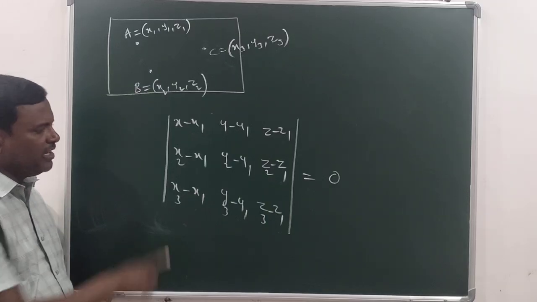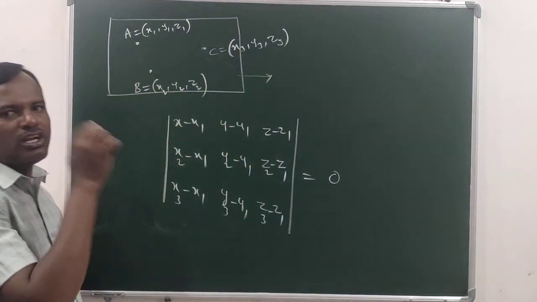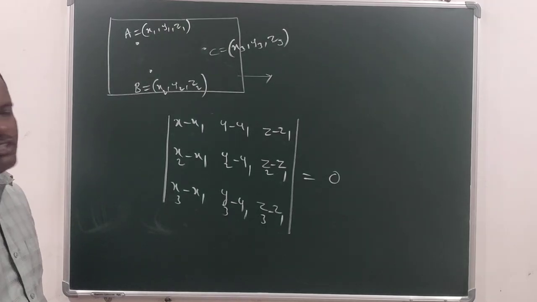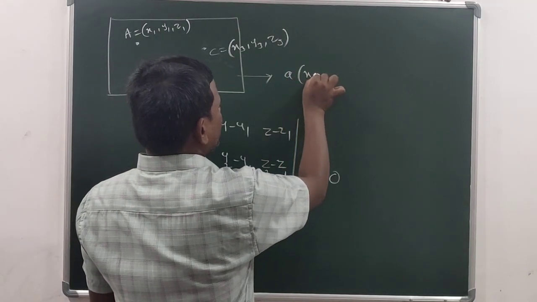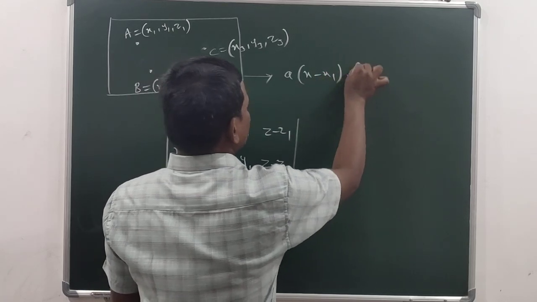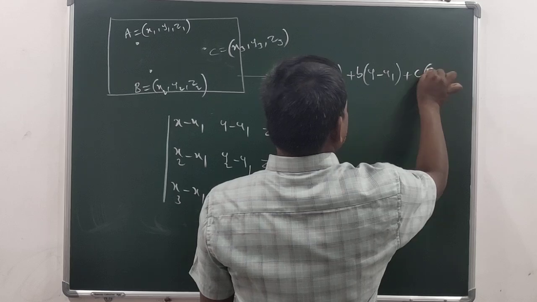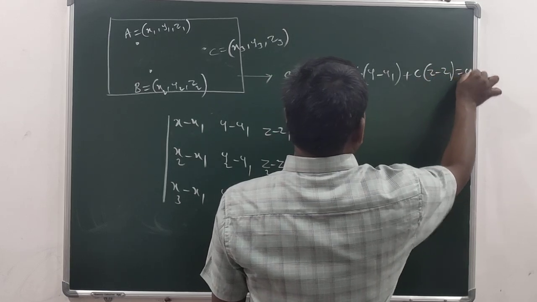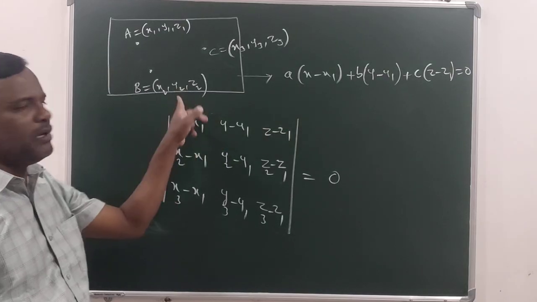Okay, students, this is actually very easy. Whenever one point and the normal DRs are given, you can find the equation of that plane: A of (x minus x1) plus B of (y minus y1) plus C of (z minus z1) equals 0. This is the equation of the plane.